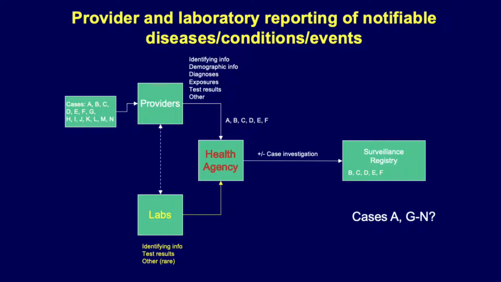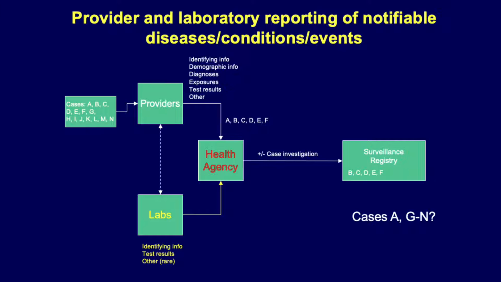Let's build upon this concept a little more. Suppose now on the left we have cases A through N who have a notifiable condition, and they seek healthcare from healthcare providers. Assuming all goes well, providers would correctly report the diagnosis and then report those cases to the health agency in a timely manner.